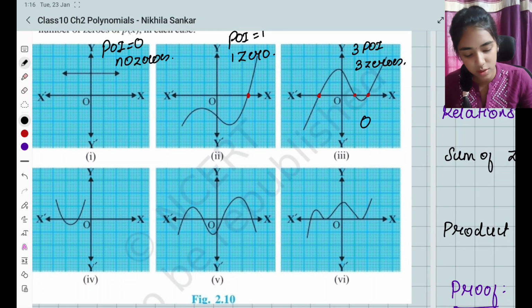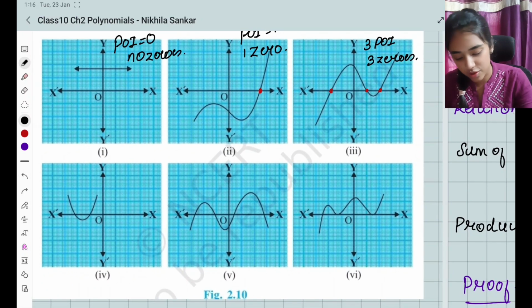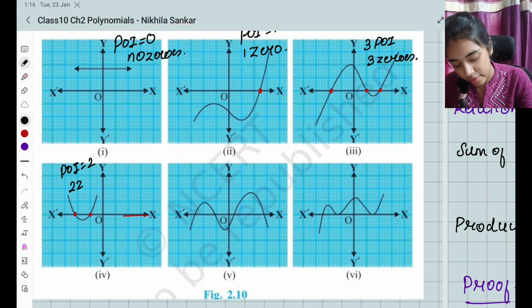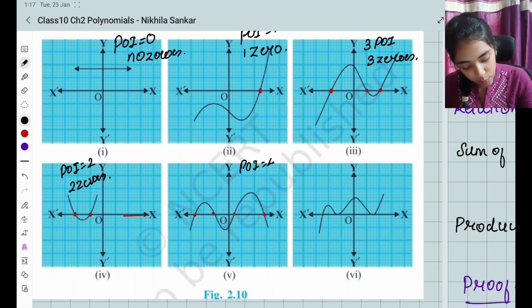Okay, zeros are again going to be the solutions. Here I have 1, 2. This is the x-axis. How many points of intersection on the x-axis? I have 2 points of intersection, so I have 2 zeros. Okay, in the next case I have 1, 2, 3, 4. So I have 4 points of intersection, so I have 4 zeros.